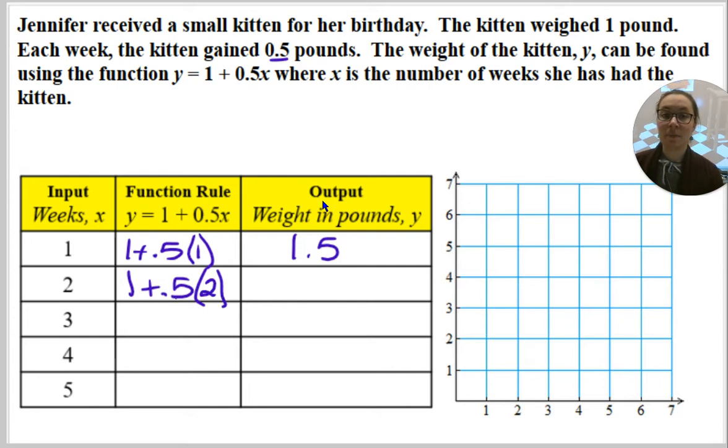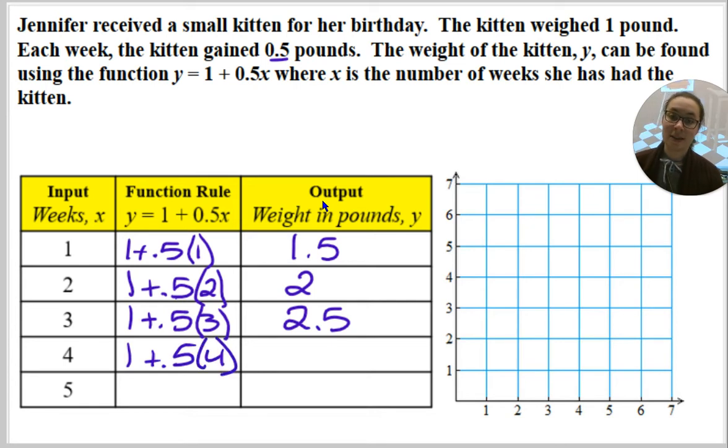0.5 times 2 is 1, plus 1 is 2. 3: 1 + 0.5 times 3. 0.5 times 3 is 1.5, plus 1 is 2.5, etc. 1 + 0.5 times 4, that's 2, plus 1 is 3. I can count. And 1 + 0.5 times 5. 0.5 times 5 is 2.5, plus 1 is 3.5.